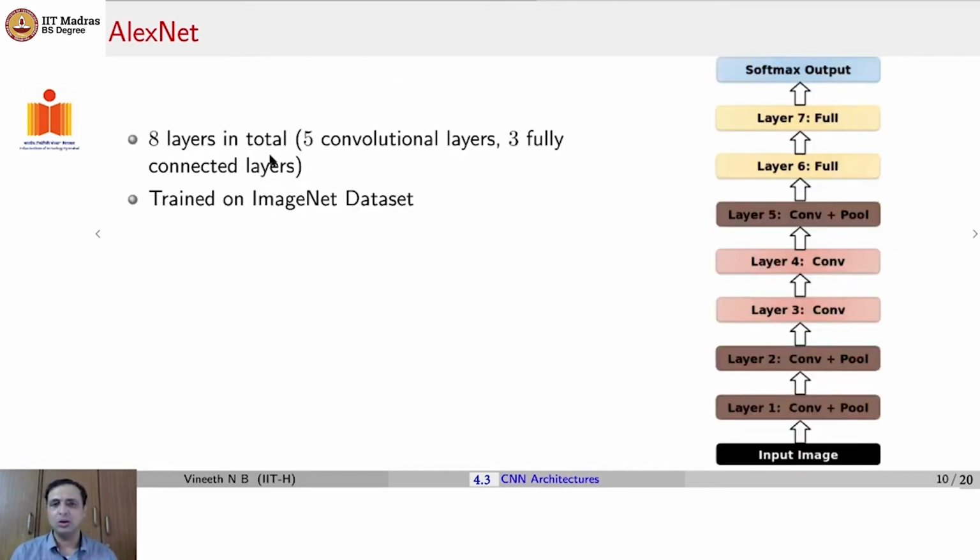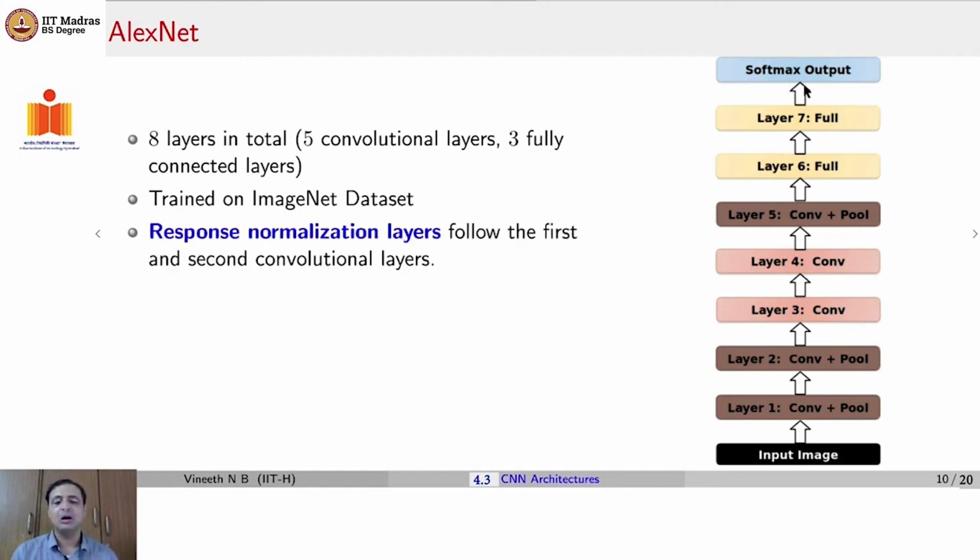It had 8 layers in total, 5 convolutional layers and 3 fully connected layers. Here, here, and here. The last 3 layers were fully connected. It was trained on the ImageNet dataset, as we mentioned. The AlexNet designers also introduced a normalization layer called the response normalization layer. So we so far saw a batch normalization layer. Similarly, the response normalization layer normalized all the values in a particular location across the channels in a given layer.